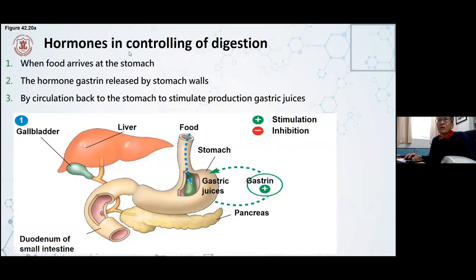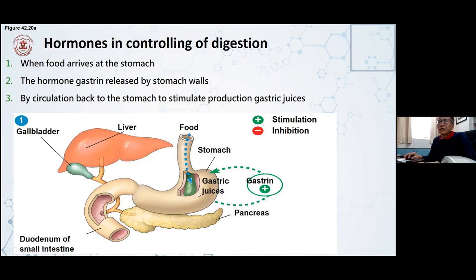And then I want to mention the hormones that control digestion. When the food arrives in the stomach, the hormone gastrin is released from the gastric walls. Gastrin is a hormone, and a hormone needs to use the bloodstream, the blood vessels, to carry it out and go back.